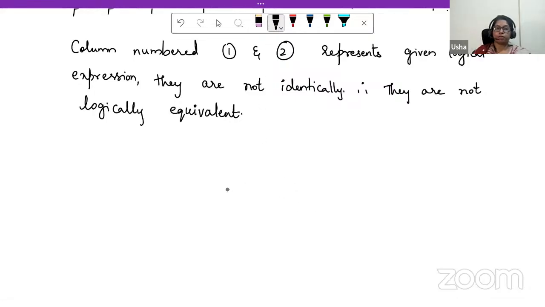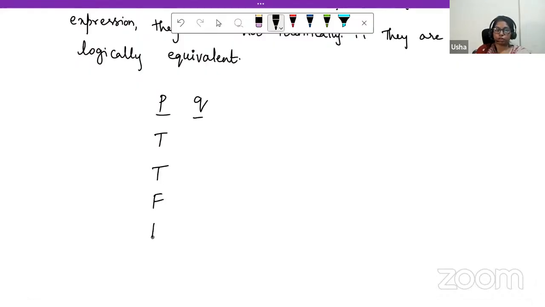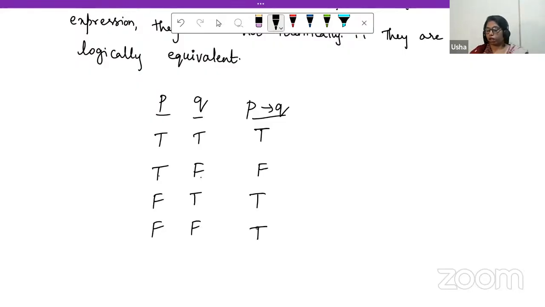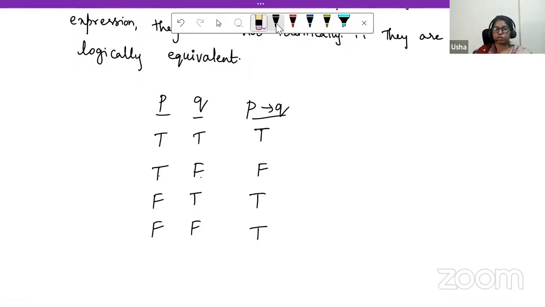So if you have P and Q, you have four inputs, right? TT, FF. Here you have TF. If P then Q means if first one is true, second one is false, output is false. In all other cases, output is true. If first input is false, output will be true, irrespective of what you have as a second input. This will save time. Okay, these techniques will save time.